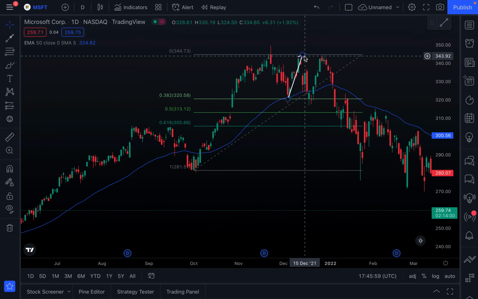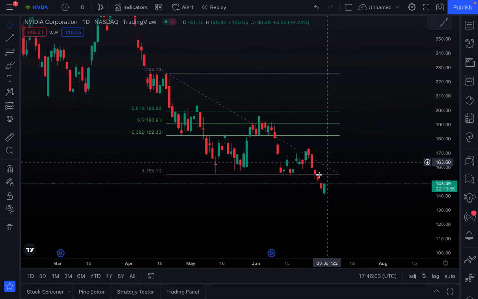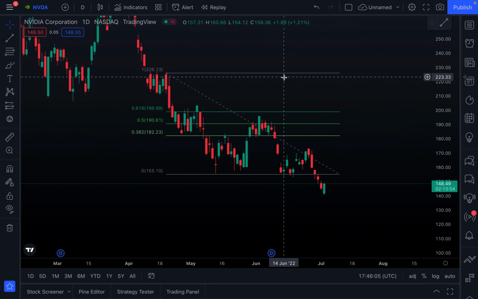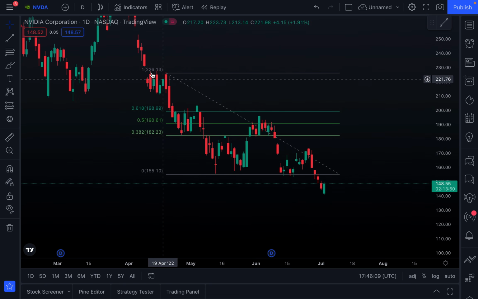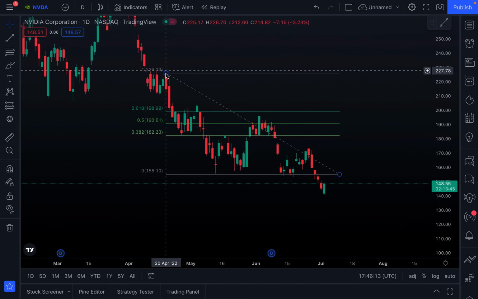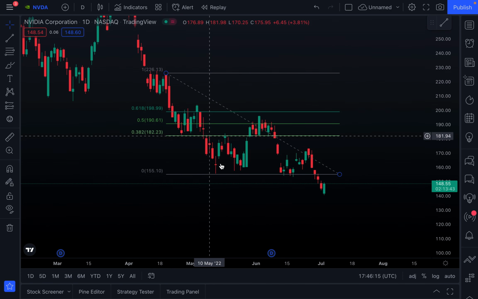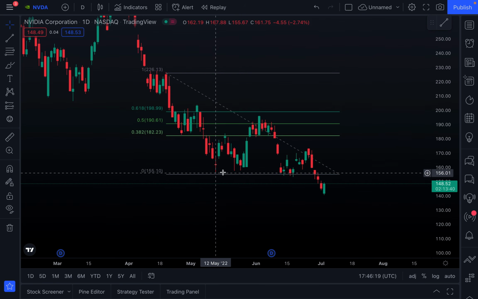Now let's take a look at a bearish example. Let's take a look at NVIDIA now. So again, I went ahead and I already plotted the Fibonacci retracement levels. Again, we wanted to identify a swing high. So NVIDIA came down and then it shot back up. This was the highest it got before making new lows. So this was our swing high. This was the lowest it got before going back up. So this was our swing low.